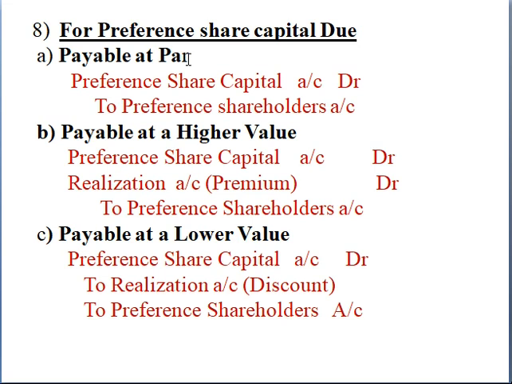So share capital shows your credit balance, which is now closed. That's why we debit the capital. So preference share capital account debit to preference shareholders account. The next one is payable at the higher value, which means that when the amount is payable is more to the preference shareholders, it is called a premium.